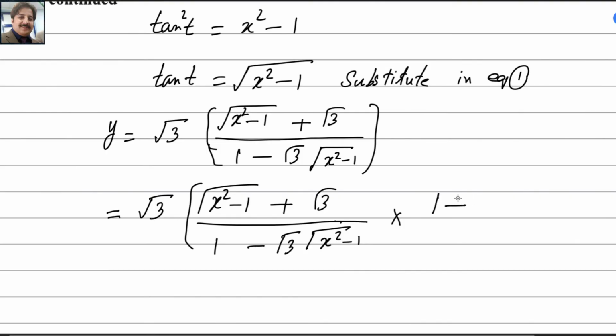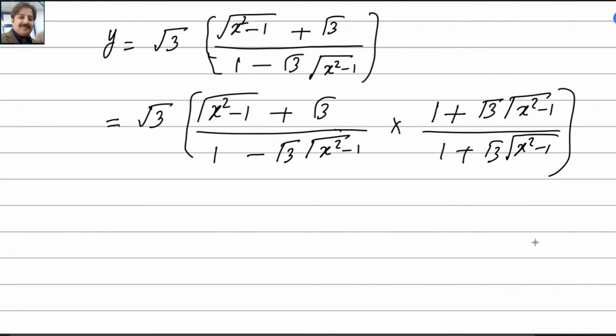So 1 minus becomes plus: 1 plus square root 3 square root of x square minus 1, divided by 1 plus square root 3 square root of x square minus 1. Now in the numerator we will multiply. There are two terms here. This term will multiply both of these two values. So we can write square root 3 square root of x square minus 1 multiplied by 1. We get the answer square root of x square minus 1. Then square root of x square minus 1 multiplied by that square root of x square minus 1, so it becomes the square of that value.